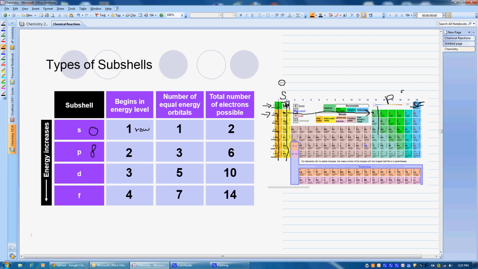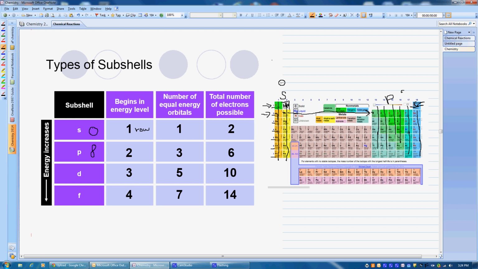1 is represented by this column, 2 is represented by this column, 3 is represented, 4 is represented here, 5 here, and 6 here. And again, those lines could go all the way to the bottom here. I just didn't draw them. Okay? So you can see that each column represents 1 electron that can fit into the P suborbital or subshell.